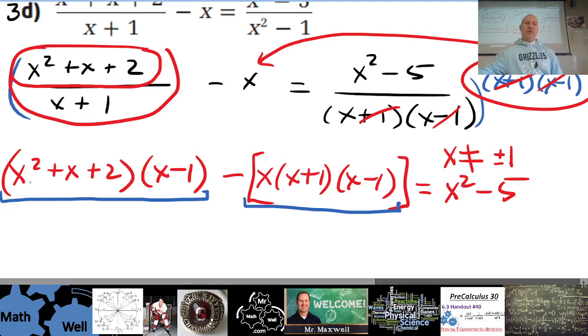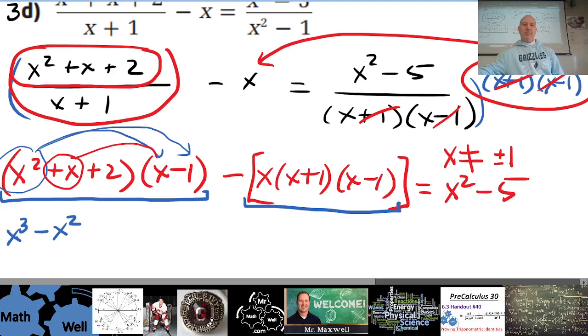So if you have a trinomial times a binomial, you just have to make sure that every term here is multiplied by every term in the second one, and then you just keep repeating that. So x squared times x is x cubed. X squared times -1 is minus x squared. Okay? Now you move to the next term.